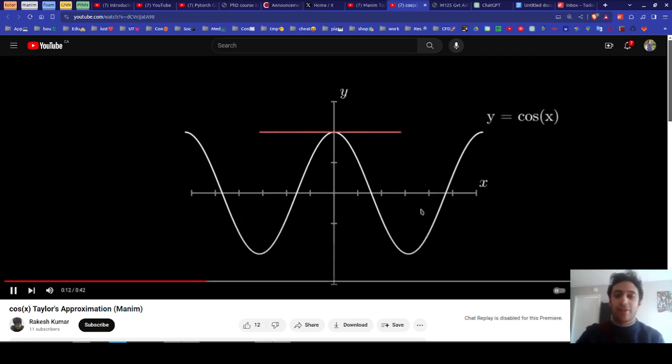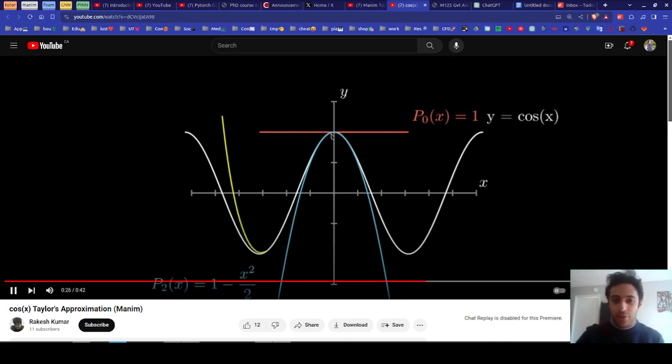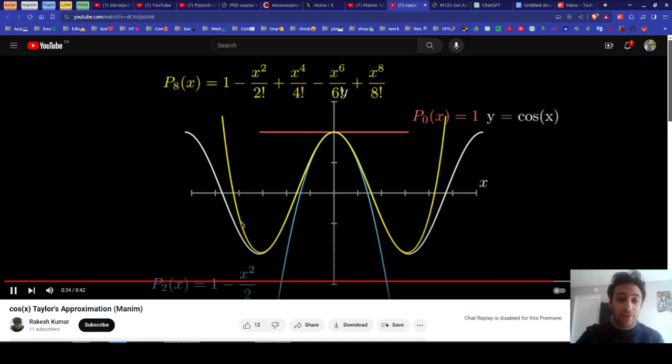As seen, the exact function is cosine of x. The first degree, or 0 degree, which is just a flat line, is 1, and does not perform very well, just at one point. If I increase the degree, for example, going to degree 2, you can see that in a wider range, it approximates the value of the exact function. And as we go to, for example, degree of 8, you can see it is much better.